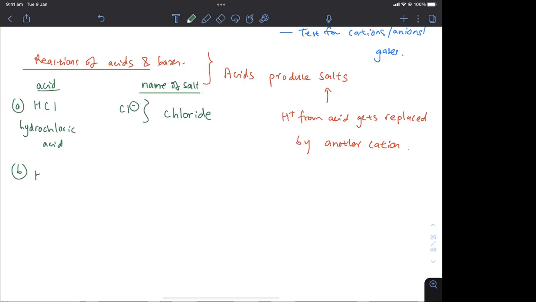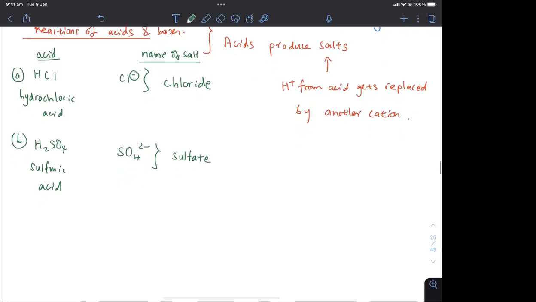How about sulfuric acid? What kind of salt does sulfuric acid give you? What is the name of the salt, Irene? Sulfate. Yep, because the H plus gets replaced by metal cation, you're left with this SO4 2 minus, which was in your test for anions, which means you're supposed to know them.